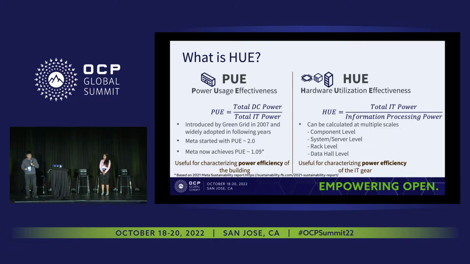So within the IT power, we also want a metric which can describe how effectively our IT gear uses its power. That's why we define HUE, the hardware utilization effectiveness. HUE is defined as the total IT power divided by the information processing power. It can be calculated at different scales, from a single component like a CPU to the system, the rack, even the data hall level. So it's very useful for characterizing the power efficiency of our IT equipment.